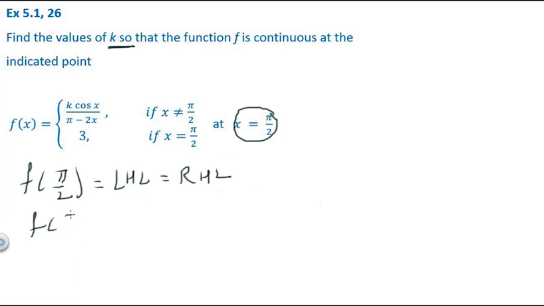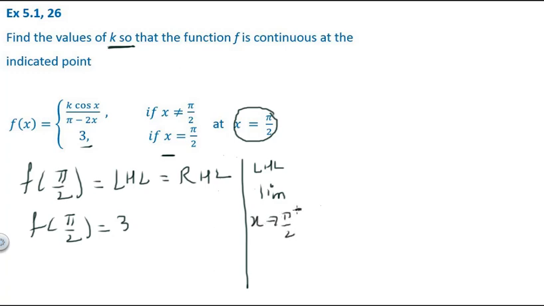So f of pi by 2, you know what is it given? When x is equal to pi by 2, it is 3. Let us solve the LHL. In LHL, what do we have? We have limit x tending to pi by 2 minus. So for pi by 2 minus, we are going to take this case, because for x equal to pi by 2 we have 3. But when it is not equal to pi by 2, that means less than pi by 2 or greater than pi by 2, the function value that we have is k cos x upon pi minus 2x.